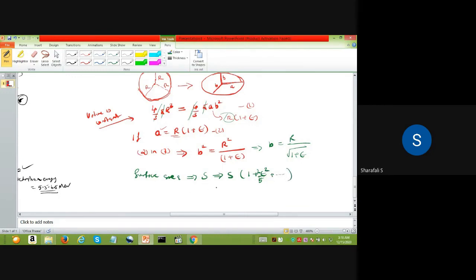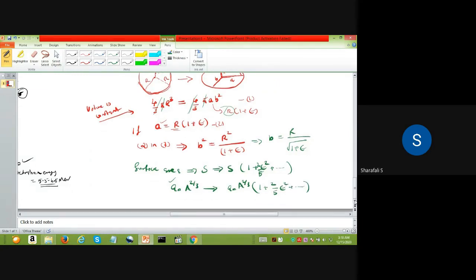Initially your surface term was a0 A to the power 2 by 3, when it was having that spherical structure. Now that is deformed. After deformation, that will become the same, a0 times A raised to 2 by 3, but you have this additional term 1 plus 2 by 5 epsilon square. There are higher order terms that we do not consider now because epsilon we took very small.